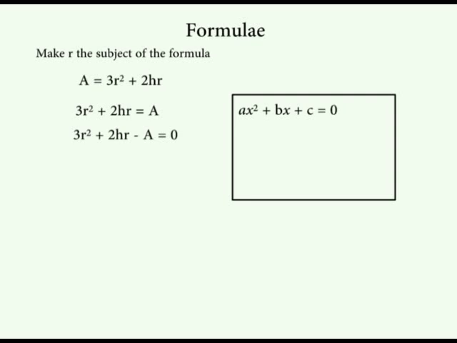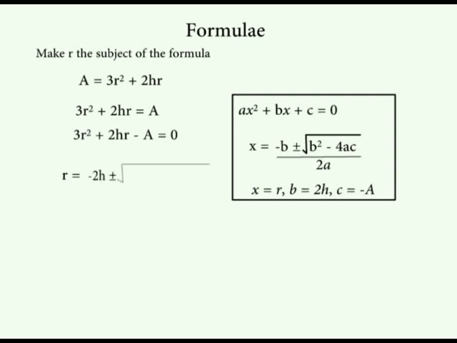Now to solve the quadratic equation, we use the quadratic formula: x = (-b ± √(b² - 4ac)) / 2a. So in our formula, a will be 3, b is equal to 2h, and c will be -a. Substituting those elements, r = (-2h ± √((2h)² - 4 × 3 × (-a))) / (2 × 3).